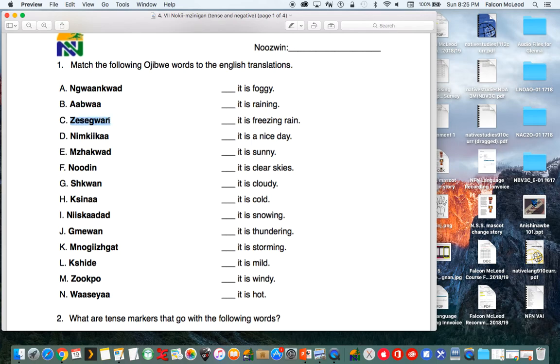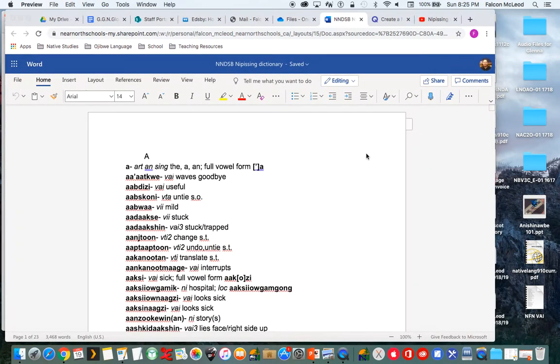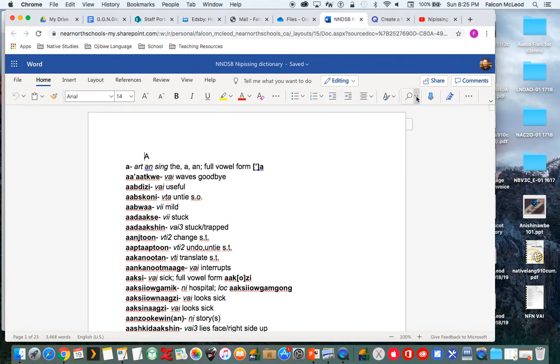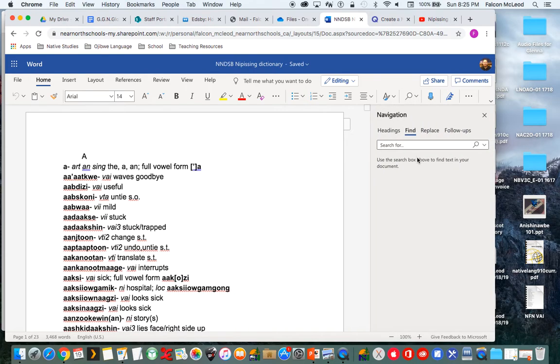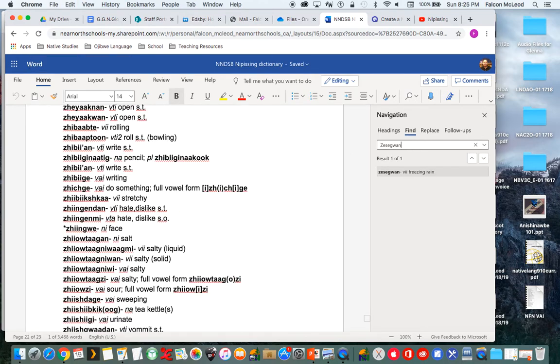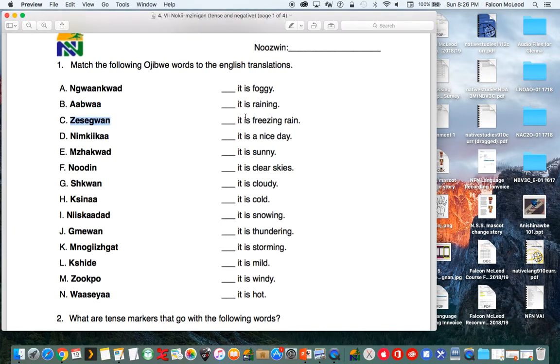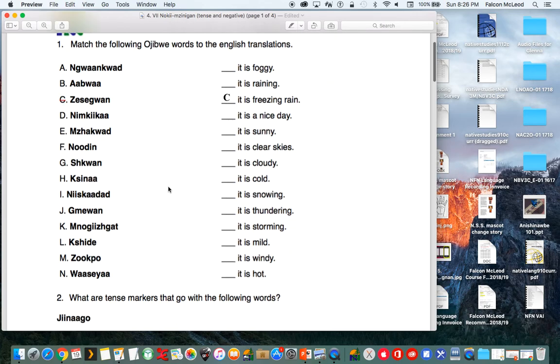This one might be the trickiest one to find, Zesegwan. So I'm just going to command and copy. And I just added this into the dictionary before this. So if you don't find it, let's do it right now. So Zesegwan means it is freezing rain. So right there. So we'll put in C right here. And we can just cross that out for now. Moving on.